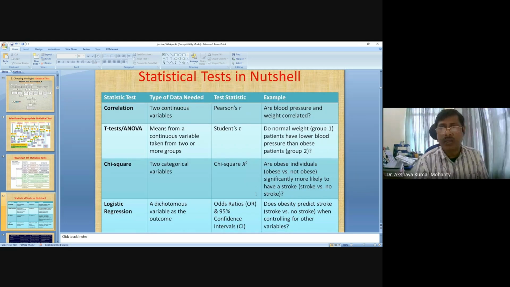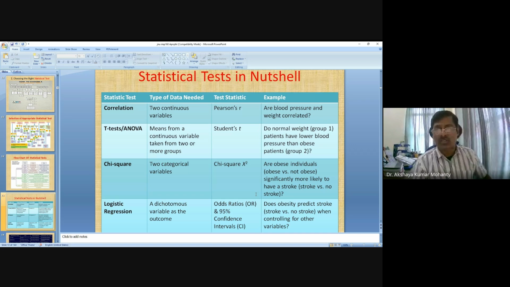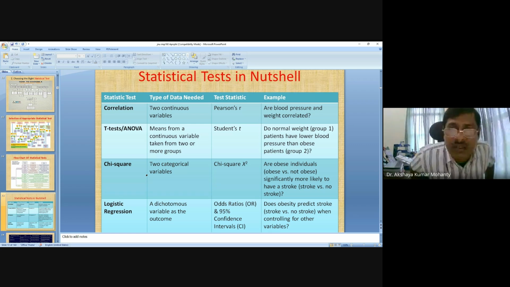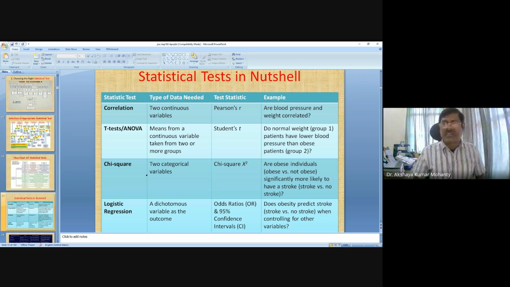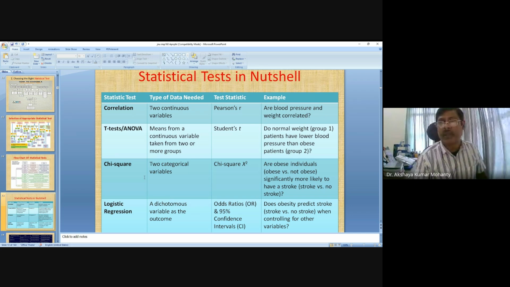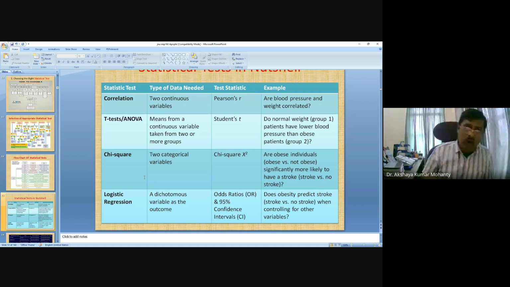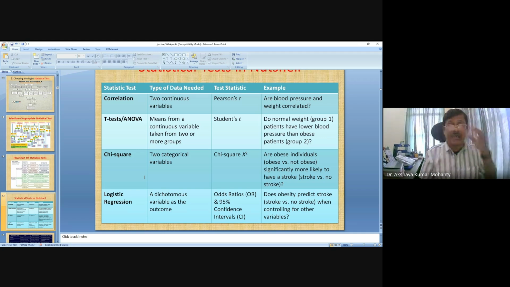Now, is it visible? Statistical tests. That means I have taken some important things with the type of data needed, test statistics, and what type of example will be there that we have to see under this slide. So now you see, I have chosen four major statistical tests, which are commonly used by each and everybody in day-to-day life.